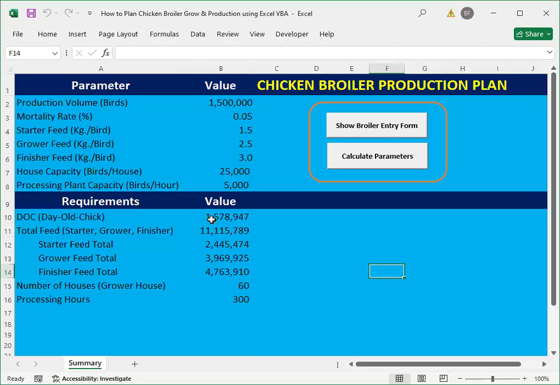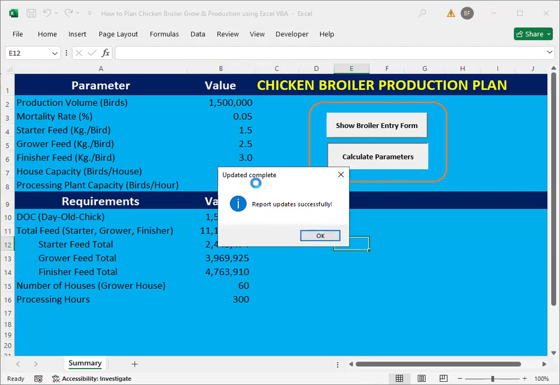Right? I'm going to remove this. I'm going to remove this one too, and this one. Okay. I'm going to remove this as well. Okay. What I'm going to do is calculate the parameters again. Calculate. Updated complete, report updated successfully.